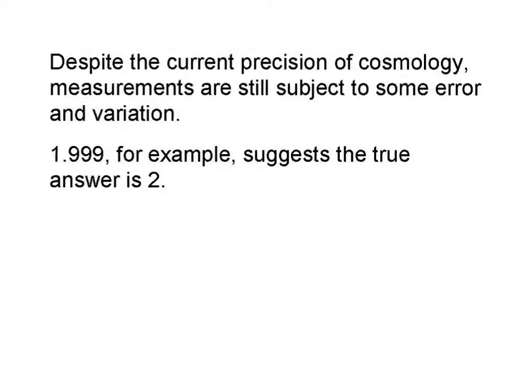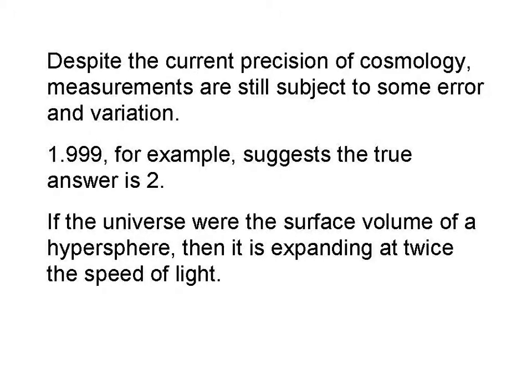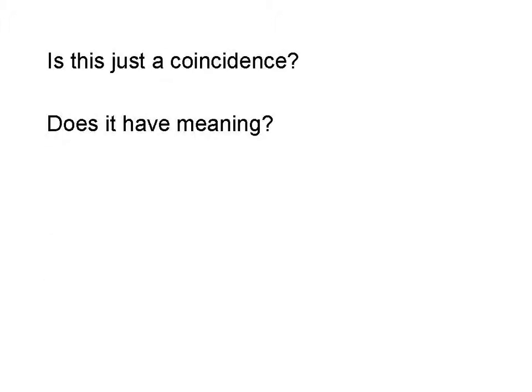Despite the current precision of cosmology, measurements are still subject to some error and variation. 1.999, for example, suggests the true answer is 2. If the universe were the surface volume of a hypersphere, then it is expanding into the fourth dimension at twice the speed of light. Is this just a coincidence? Does it have meaning?